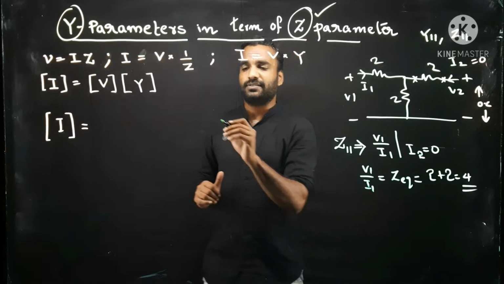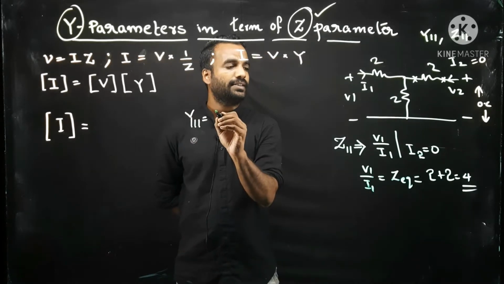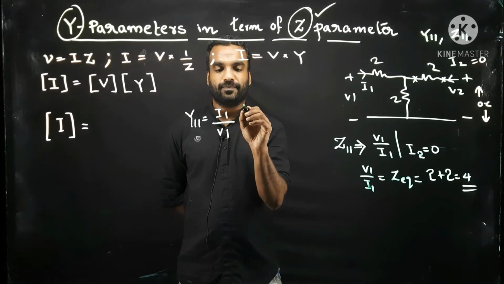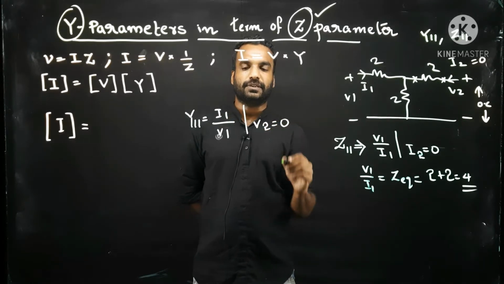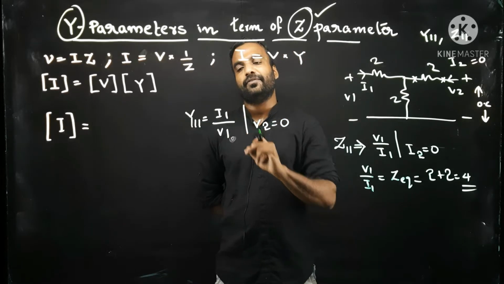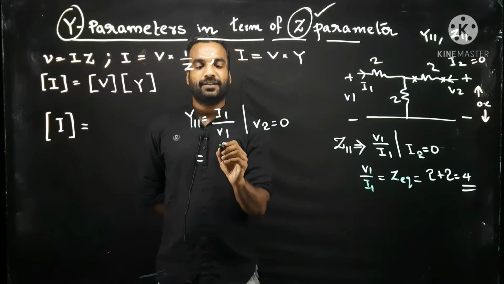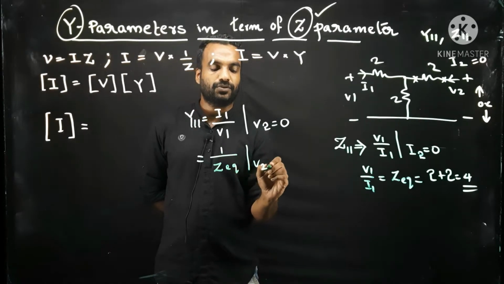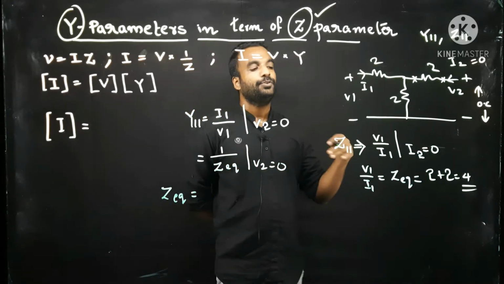Then let me find y11. For finding y11, we know y11 is just I1 by V1 where V2 is equal to 0. Is it okay? So I1 by V1 is nothing but the inverse of V1 by I1, which for the circuit is Z equivalent. So I1 by V1 will be 1 by Z equivalent with V2 equal to 0. Anyhow, you need to find Z equivalent again.